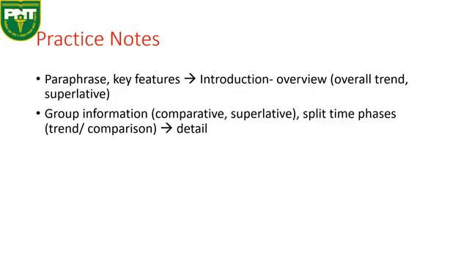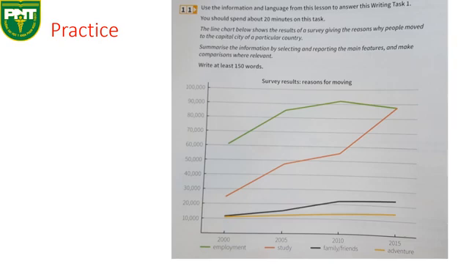And then don't forget to group information using comparative and superlative. You can split time phases to express suitable trends to compare in the detailed description. For the detailed description, you can use 2 or 3 paragraphs. It's up to your choice. Now, a line graph is given to you. Use the information and language from the lesson to answer writing task 1.